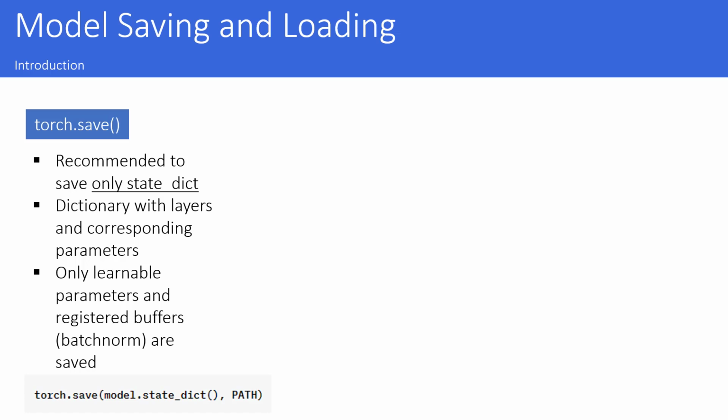So the state dict is basically a dictionary with all the layers and the corresponding parameters. And here only the learnable parameters and registered buffers like batch norm are saved. And here at the bottom you can see how to use it. So you can just call torch.save and then reference your model. In case it's called model, then it's model.state_dict, and then you have to provide a path to save it.